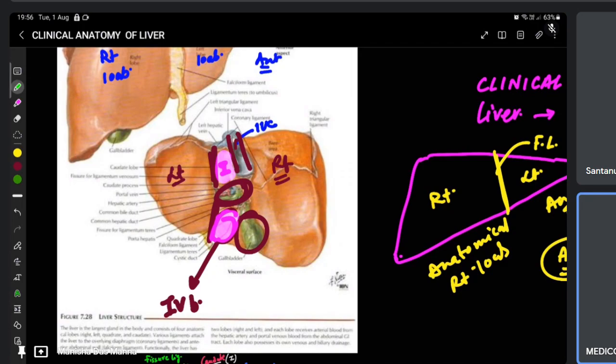I am going to talk a little bit about the fetal circulation and the remnants of the fetal circulation, because these things, the ligamentum venosum and ligamentum teres, will be more clear if I talk about this. Okay, just a moment.